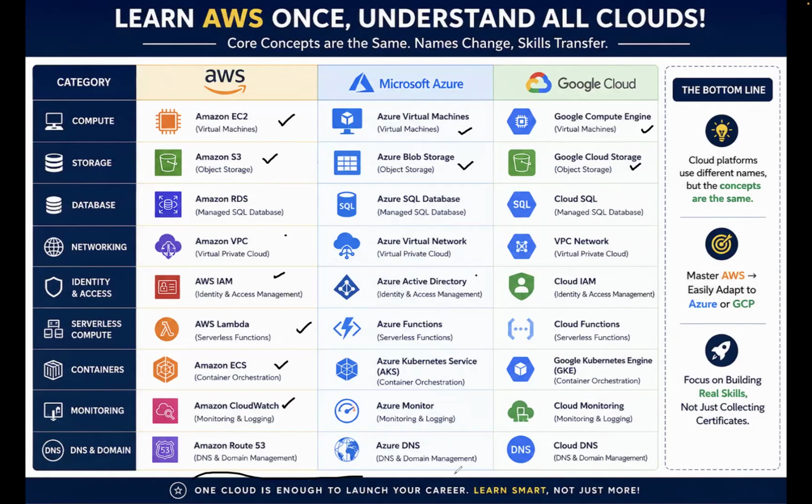So just learn smart, not just studying lot of things. Instead of learning 20% from GCP, 20% from AWS, 20% from Azure, you study AWS 100% so that you have a good knowledge. See, cloud platforms use different names, but the concepts are same. So if you master one cloud platform, AWS, you can easily adapt Azure and GCP. So focus on always building a real skill, not just collecting lot of multiple certificates. This is what I always tell my students.